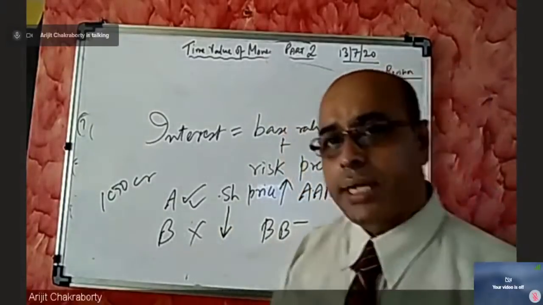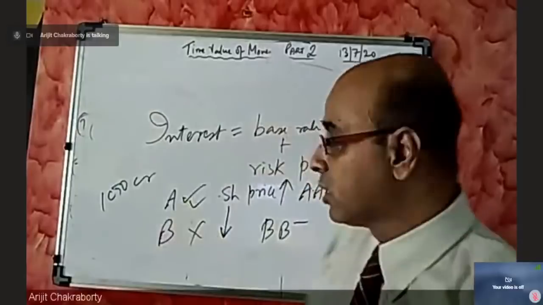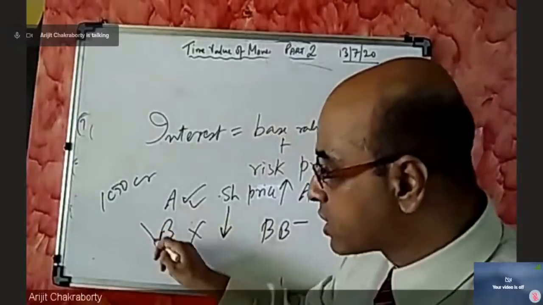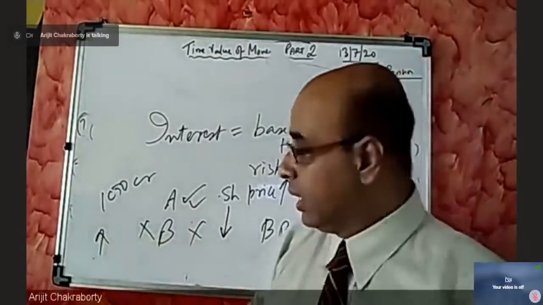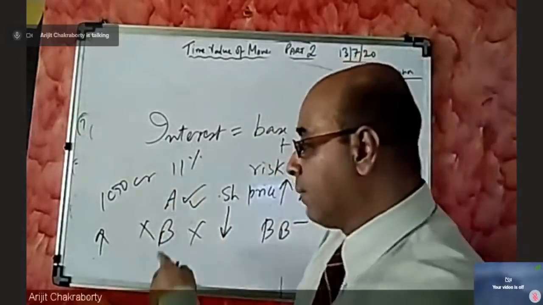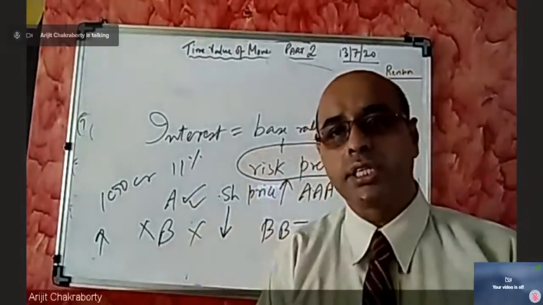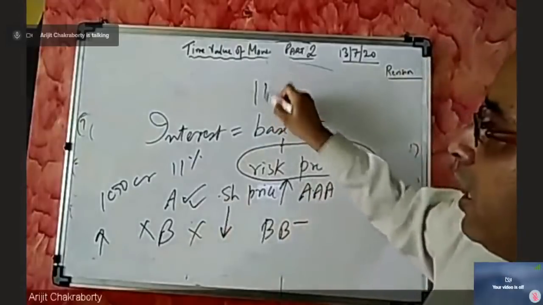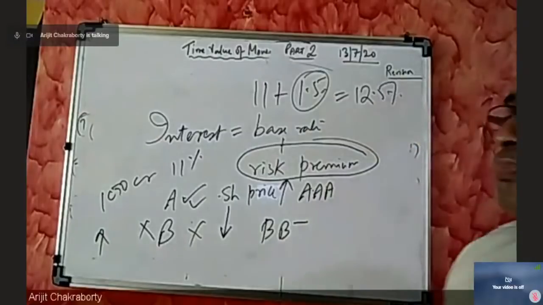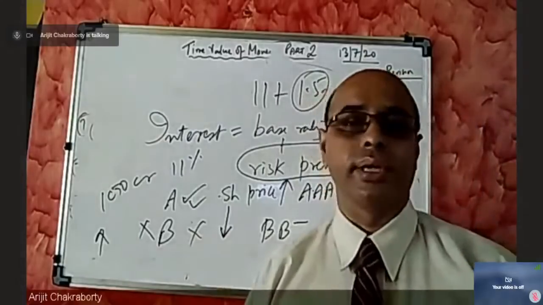The interest rate for the same amount of money will be different for these two companies, because in this case, going by what I said, company B is more risky. The risk is more. So, if company A has to pay an interest of say 11% on the loan, company B will have to pay a higher amount of risk premium because it is more risky. So maybe company B has to pay 11 plus 1.5 risk premium, so 12.5%.